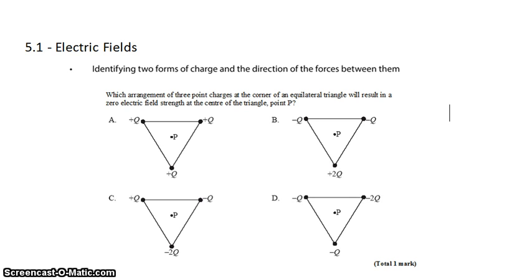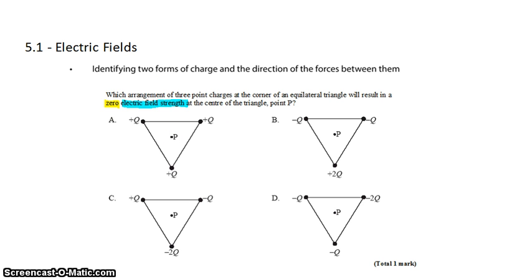We're going to be looking at identifying two forms of charge and the direction of the forces between them. In this question, we're asked which of these four arrangements of 3-point charges at the corners of an equilateral triangle will result in 0 electric field strength at the center of the triangle at point P.